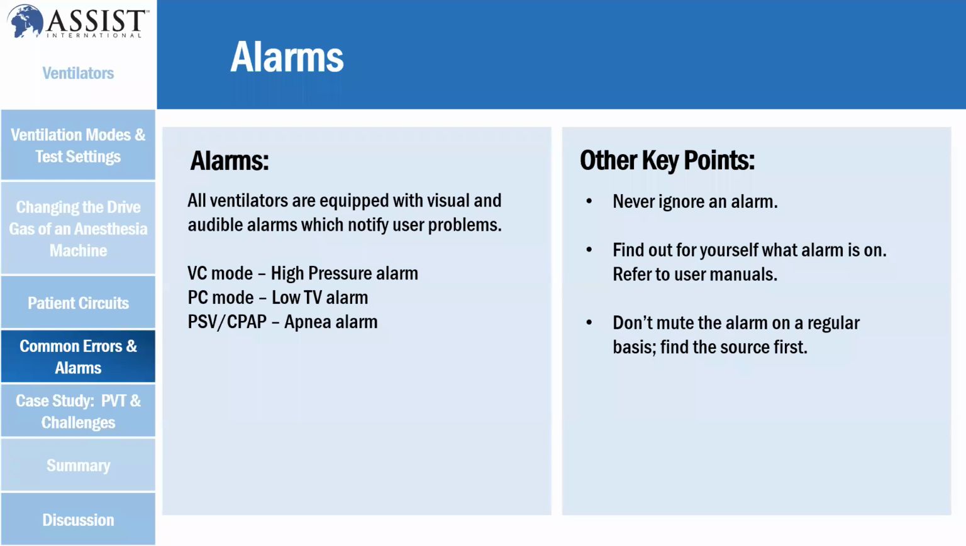Alarm. So you have high pressure alarm, low tidal volume alarm, apnea alarm, all these types of things. The key important thing is never ignore an alarm. Find out the reason for the alarm. Refer to the user manual. Do not mute alarms on a regular basis. Find out the source of the alarm, why the alarm appeared, and try to troubleshoot that particular issue.